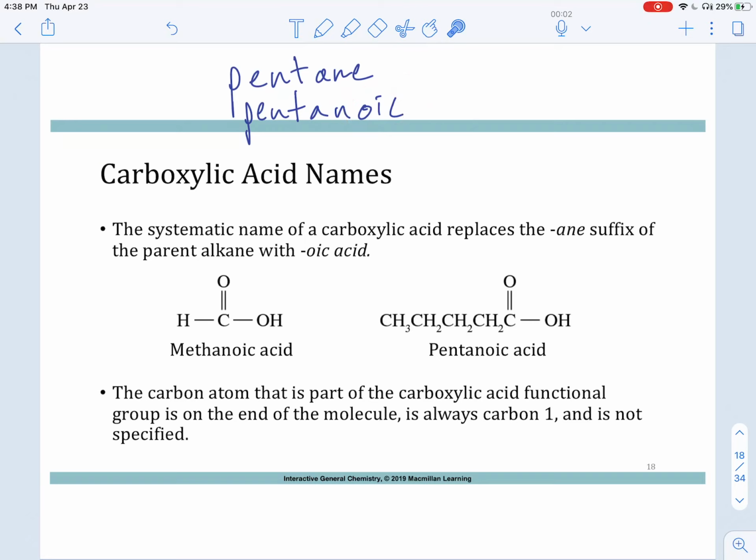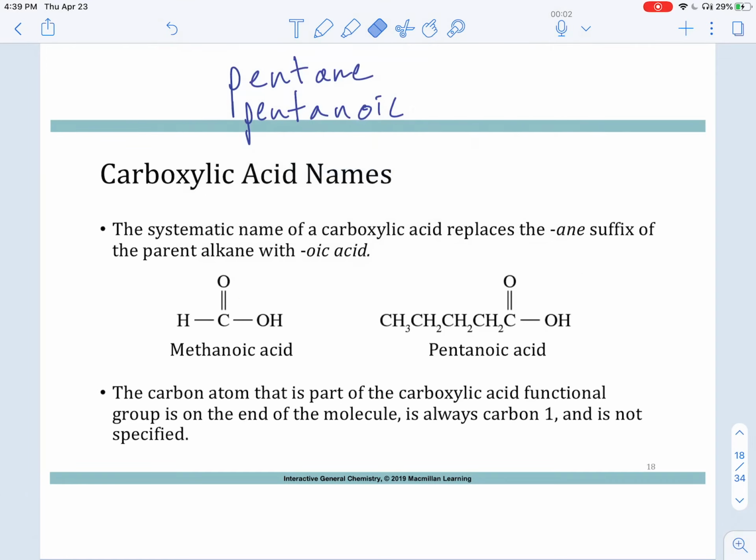Pentanoic instead of pentane. So we've got butane, butanoic, methane, methanoic, propanoic, etc. Remember, this is always going to have a chain that ends, just like an aldehyde, so you don't need to tell that this is one. It's always going to be at the one position, regardless of how long the chain is. So we don't actually have to use a number to tell you where the carbonyl is. Pretty similar to how we name aldehydes. So don't need the one.